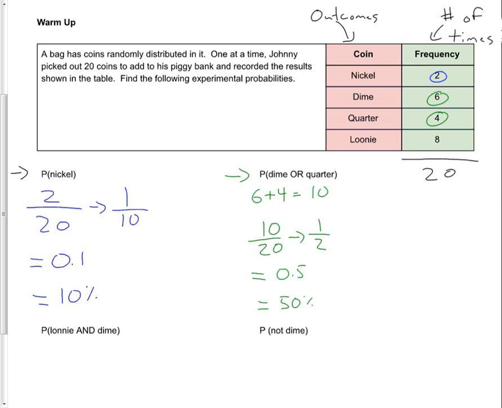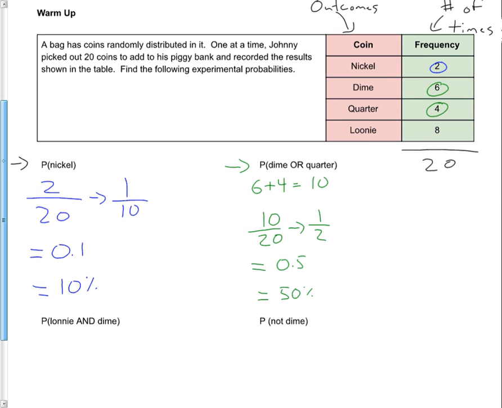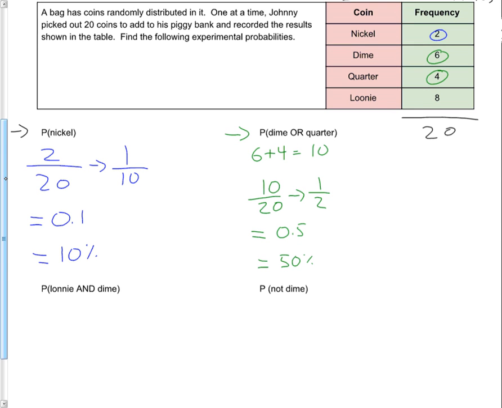Okay. Now, if we're going to carry on, let's take a look here. If you want to pull out both a loonie and a dime on a single pull, how many times can you pull out a loonie and a dime on a single pull? This is not so much a trick question, but this is one where you definitely have to make sure that you read over the whole question.